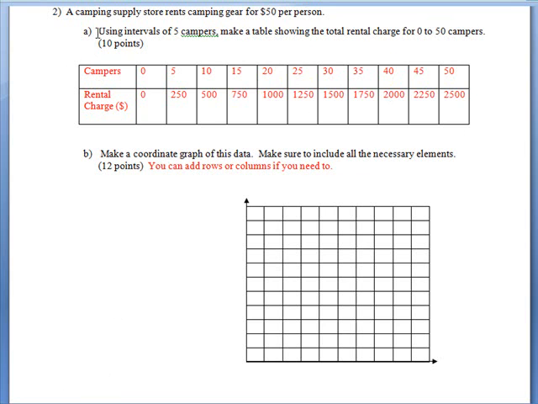Alright, so what did they say again? It said using intervals of 5 campers, make a table showing the total rental charge for 0 to 50 campers. It looks like we have everything. We have our variables. We have all of our intervals for both the x and y, for the independent and dependent variables, so we're good to go.